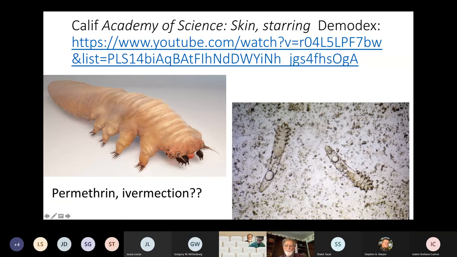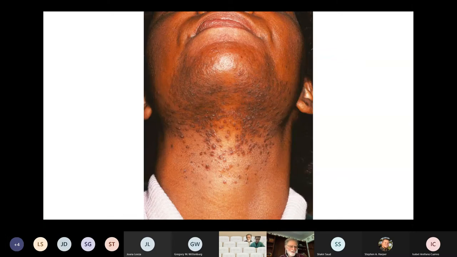I'm sorry, not 80% of hair follicles. In 80% of people, you can find a hair follicle that has Demodex. It was so interesting that the California Academy of Sciences did a whole show on it, which, if you're interested, I could send you that link. That it might be a part of rosacea is suggested by how it responds to ivermectin or permethrin. And this is where we'll stop. I'll come back to this after giving you all a break.